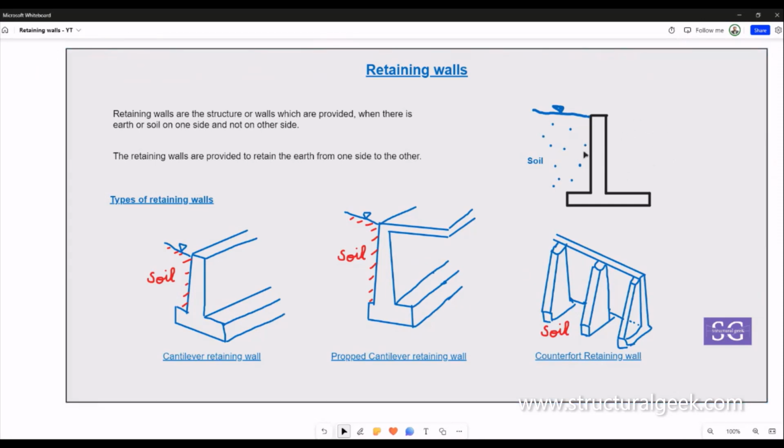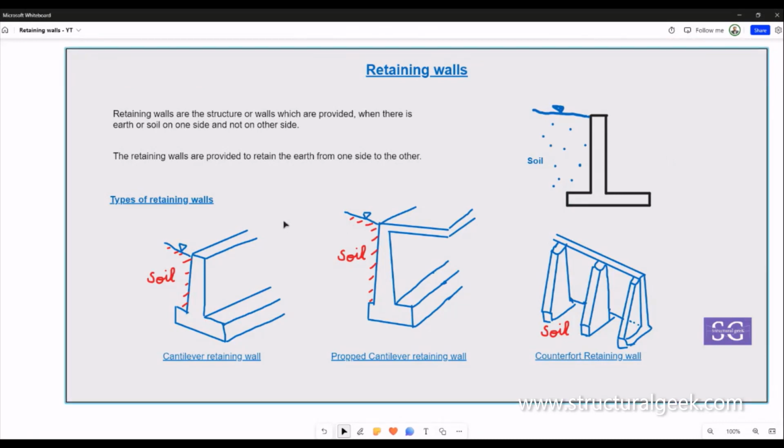So, that's why we need a structure which can retain this particular soil on that side and bear the pressure that is coming from this. That is the basic function of a retaining wall. Namely, there are a few types of retaining wall that are used based upon the way it functions, the way the structure of the retaining wall behaves.